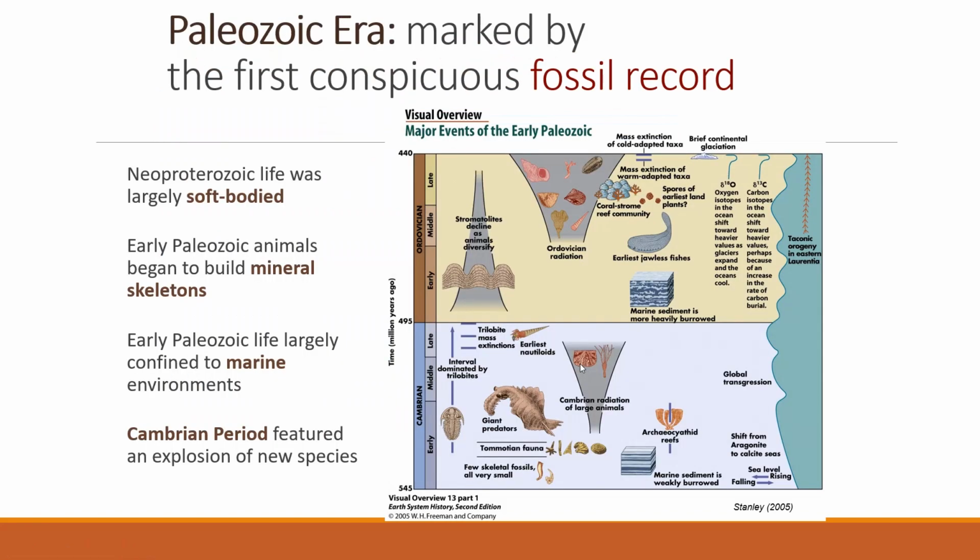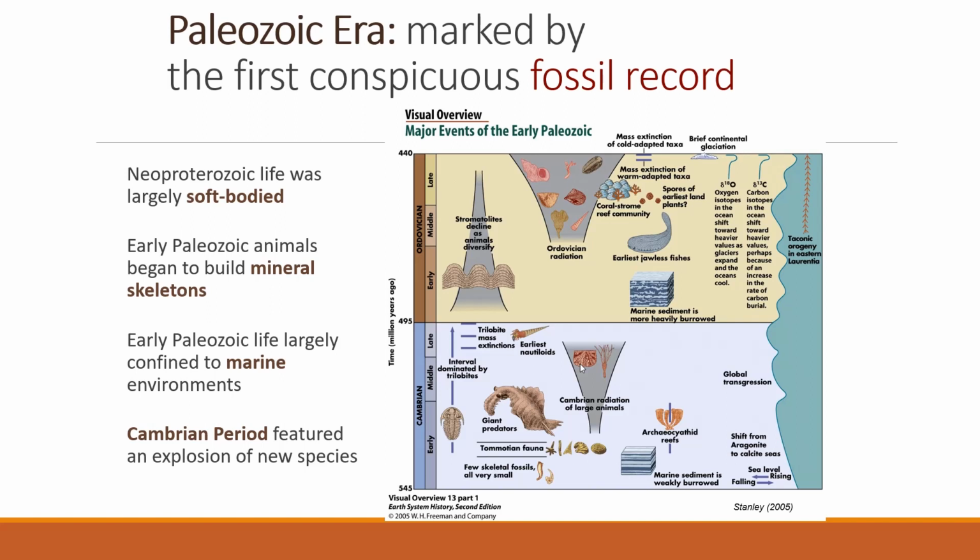So the Paleozoic era is marked by the first true, or conspicuous, fossil record. The Neoproterozoic life was largely soft-bodied. So the life we saw before the Phanerozoic, the Precambrian life, is soft-bodied. It's hard to preserve soft materials. Early Paleozoic animals, so that's the first era within the Phanerozoic, started to build mineral skeletons, which are much easier to preserve. This life was largely confined to the marine environments.